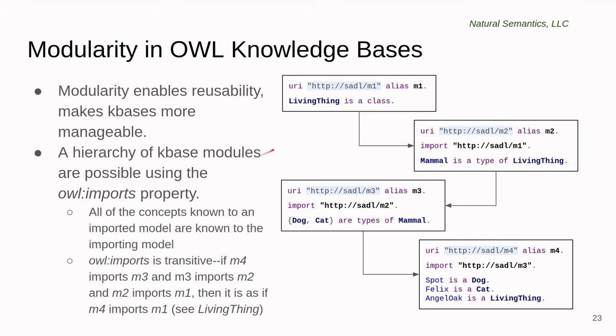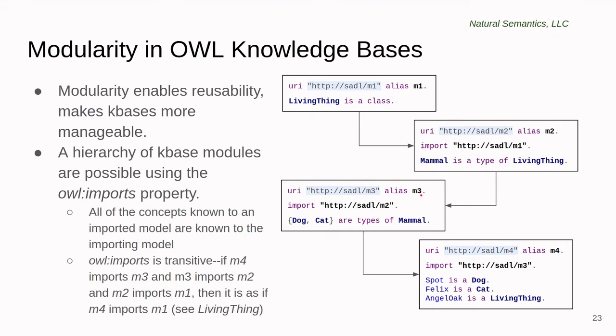So let's look at this example. Suppose I define a class. I'm going to give it the alias M1. I define a single class, living thing. And let's suppose that I import M1 into a model M2. Then I can say, for example, mammal is a type of living thing. And notice I've referenced living thing, which was a concept that was imported.